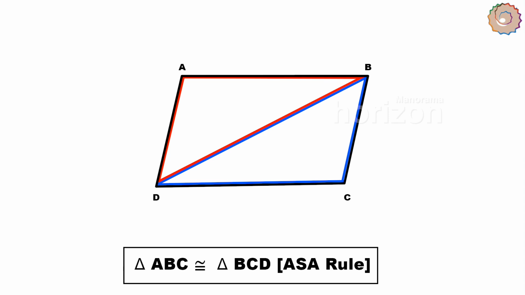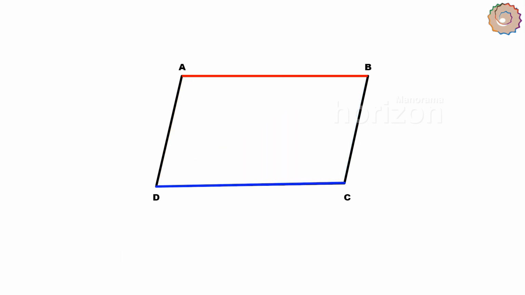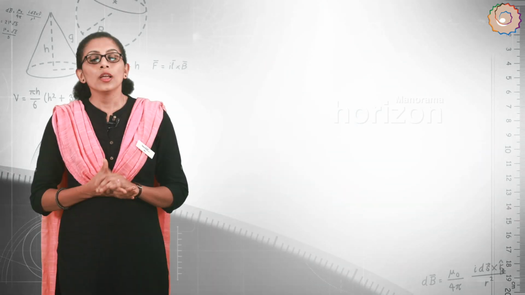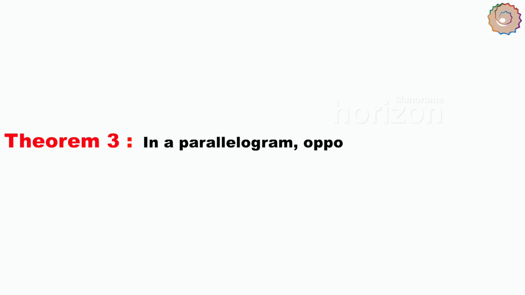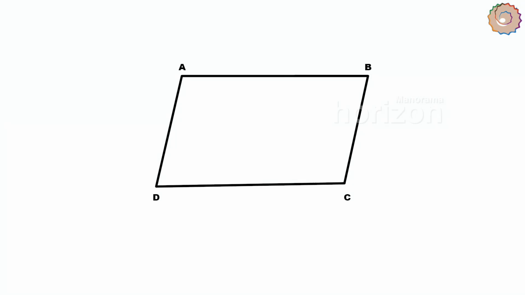If two triangles are congruent, then all of the corresponding features of the two triangles are going to be congruent. That is, corresponding sides of congruent triangles are equal. So, DC is equal to AB. Similarly, we can prove by drawing diagonal AC that AD is equal to side BC, hence proved. Let's see the next theorem, theorem number 3. In a parallelogram, opposite angles are equal, given a parallelogram ABCD.